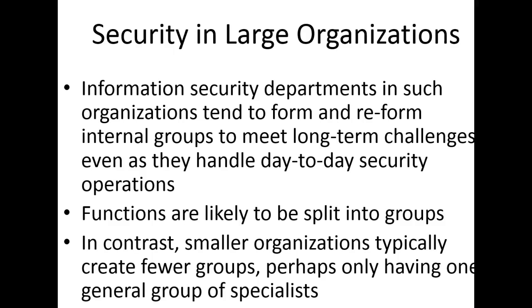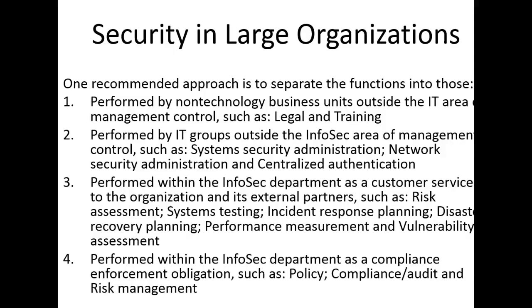In a smaller organization, typically they have fewer groups, and sometimes maybe they only have one general group. One recommended approach is to separate the functions into different areas, maybe four areas. One group can perform the legal and training functions. Normally those are performed by non-technology or business units outside of the organization.